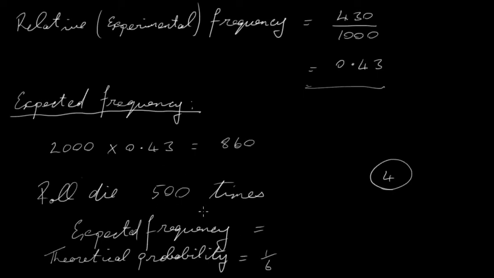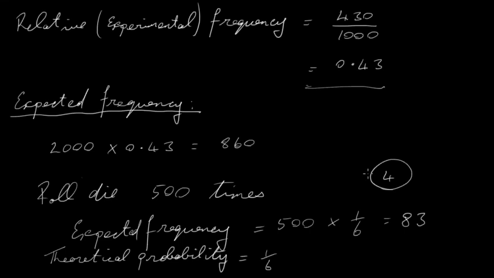We know we're going to roll the die 500 times, so we just simply take our 500, multiply it by 1/6. So it's just 500 divided by 6, and we'll get 83.3. So we'll just round that to the nearest whole number, 83. So if we know we're going to roll our die 500 times, we would expect to get a 4 83 times.